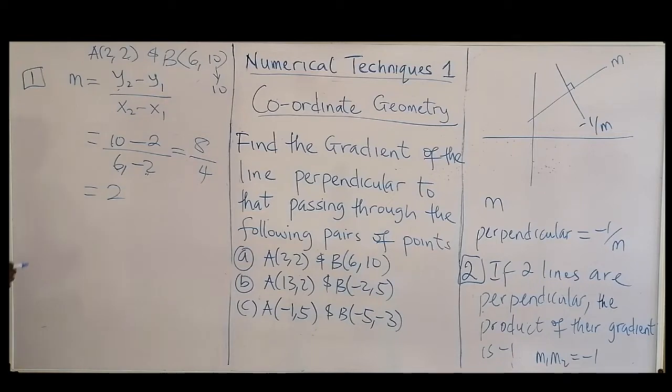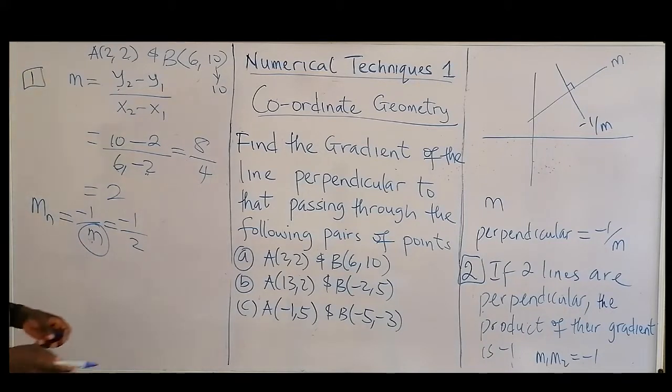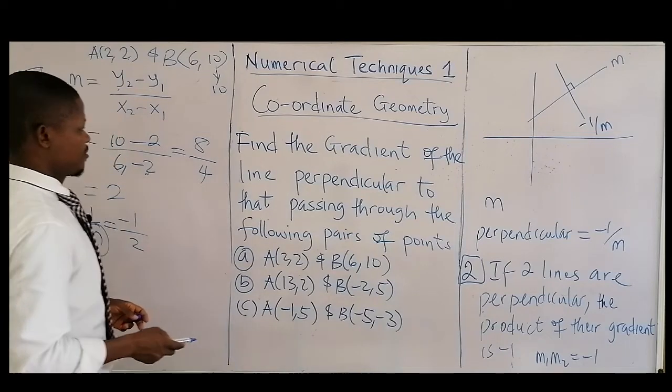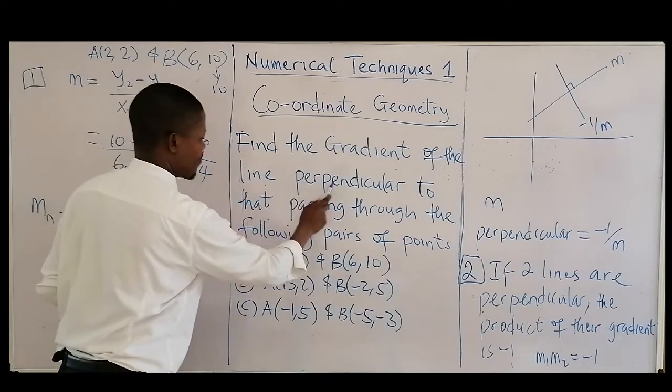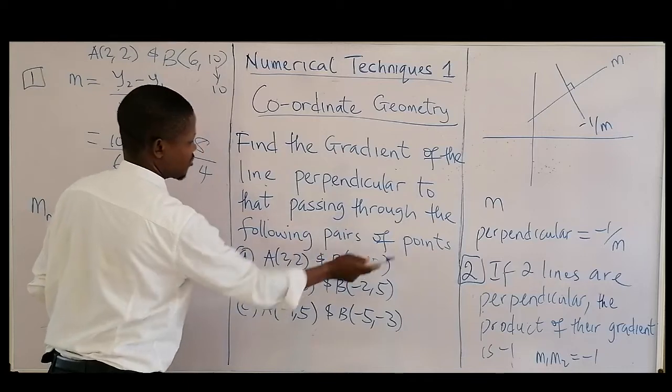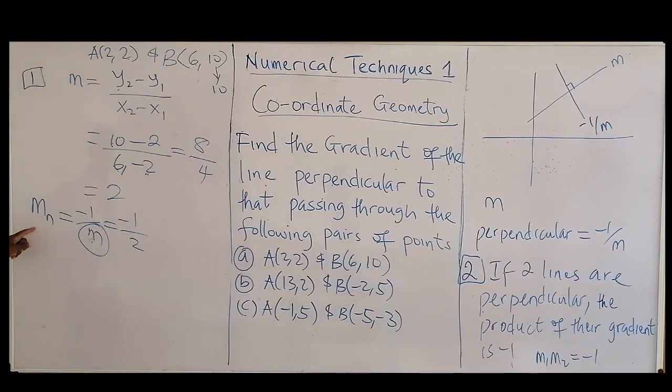Okay, for the perpendicular line, which we call normal, I'll just say m normal, will be equal to -1 over m. And that's -1 over 2. My m is just the gradient of a straight line. Okay, so find the gradient of the line perpendicular to the one passing through the following pairs of points. So that's the perpendicular slope.